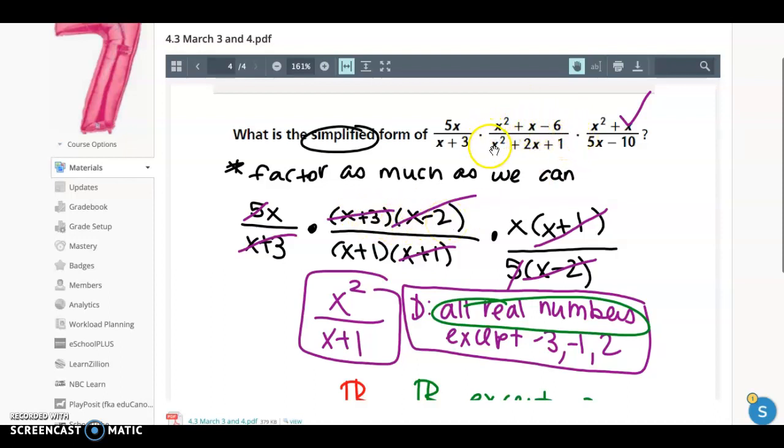Same thing with this denominator. I can factor it, right? That's a regular quadratic when my a is 1. 2 numbers that multiply to 1 and add to 2. +1 and another +1. This said x squared plus x.